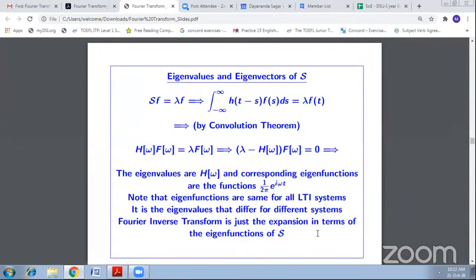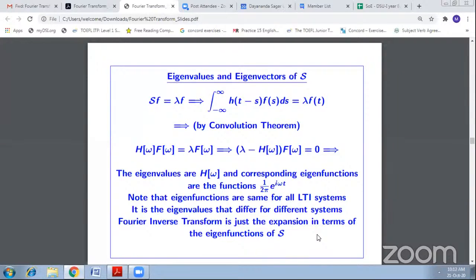The eigenvalues of an LTI system with aperiodic inputs are exactly the values of the Fourier transform of the impulse response function. And the corresponding eigenfunctions, again, are the same for all LTI systems. They are 1 by root 2 pi e to the i omega t. So eigenfunctions are the same. The inverse Fourier transform is just the eigenfunction expansion.